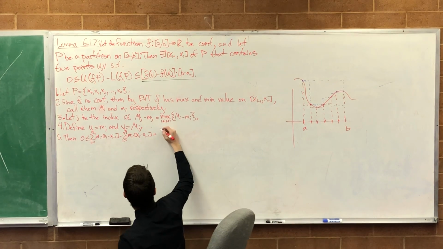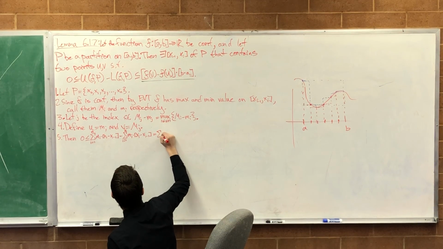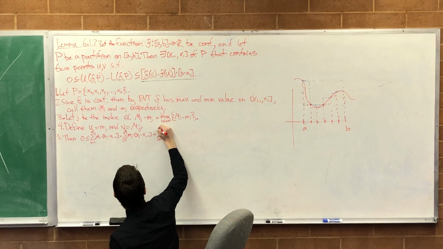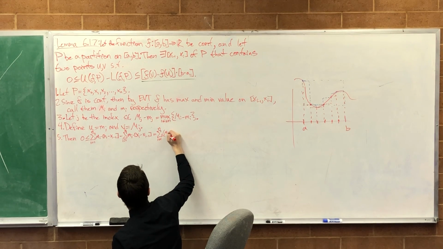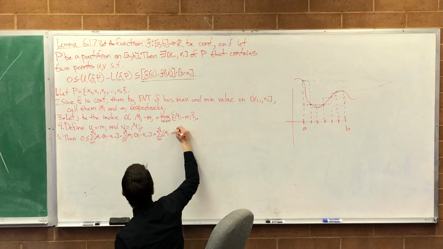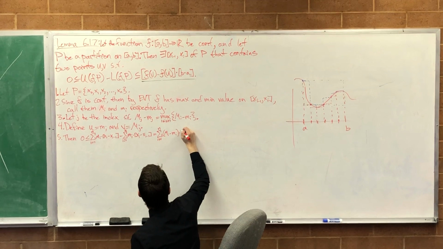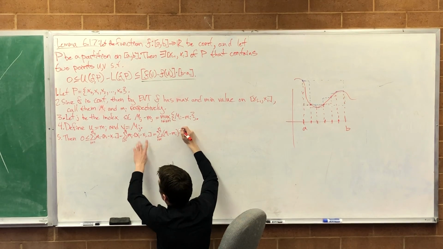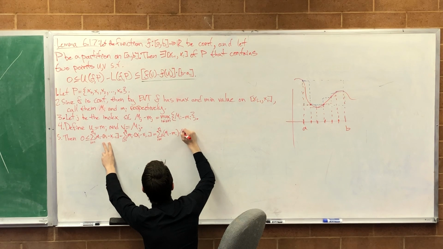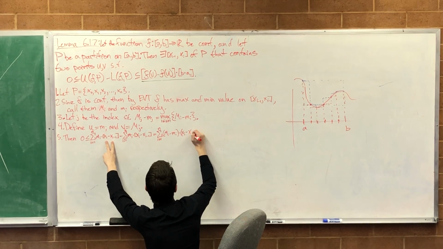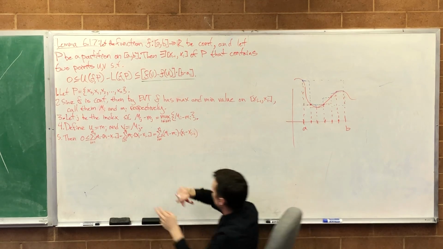So I'm going to rewrite this as the sum from i equals 1 to n of big M sub i minus little m sub i times, I don't know why I use square brackets there. Probably should use round brackets so we don't accidentally think it's an interval. x of i minus x of i minus 1. You okay with that algebra?